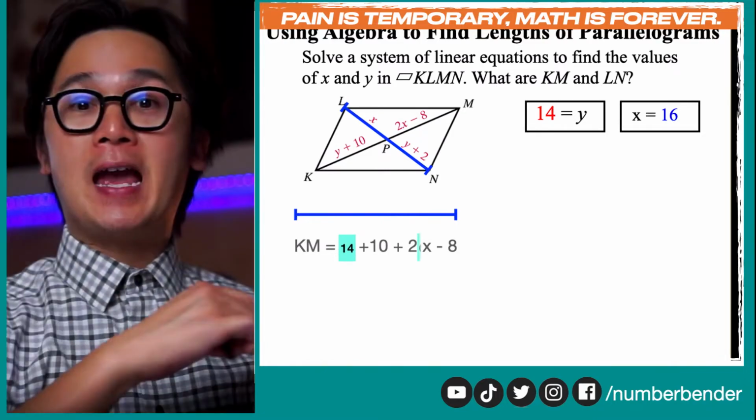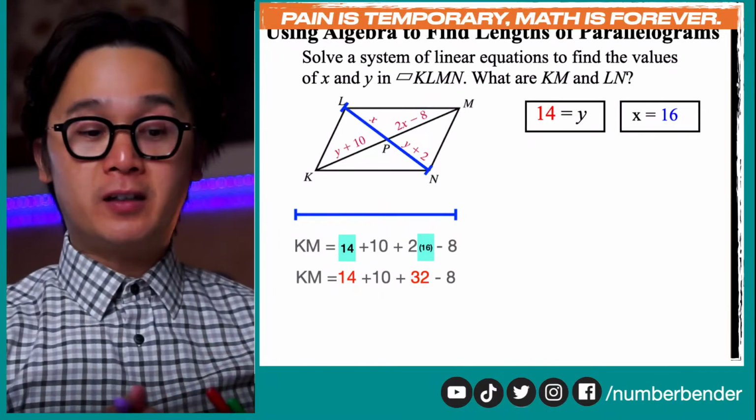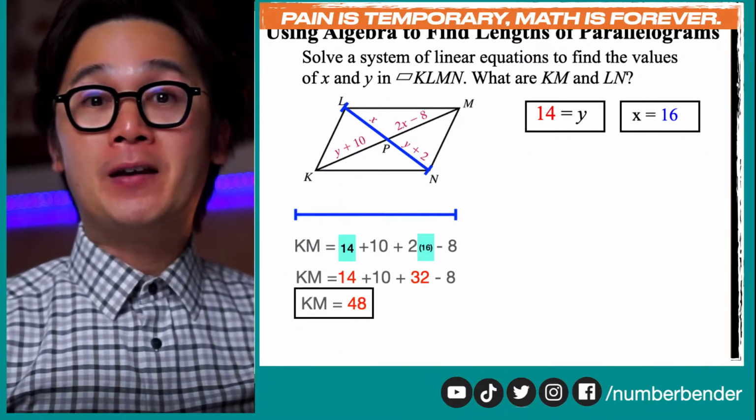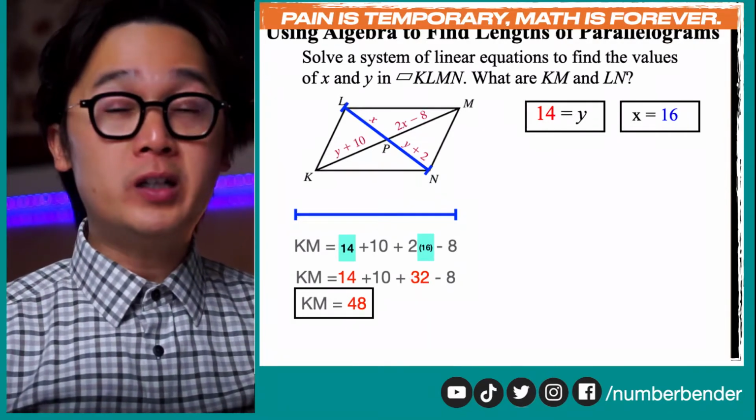And by replacing our variables with the x and y values that we have just calculated, we'll be able to find the value of KM, which is 48. And that is now the length of that diagonal that we are looking for.